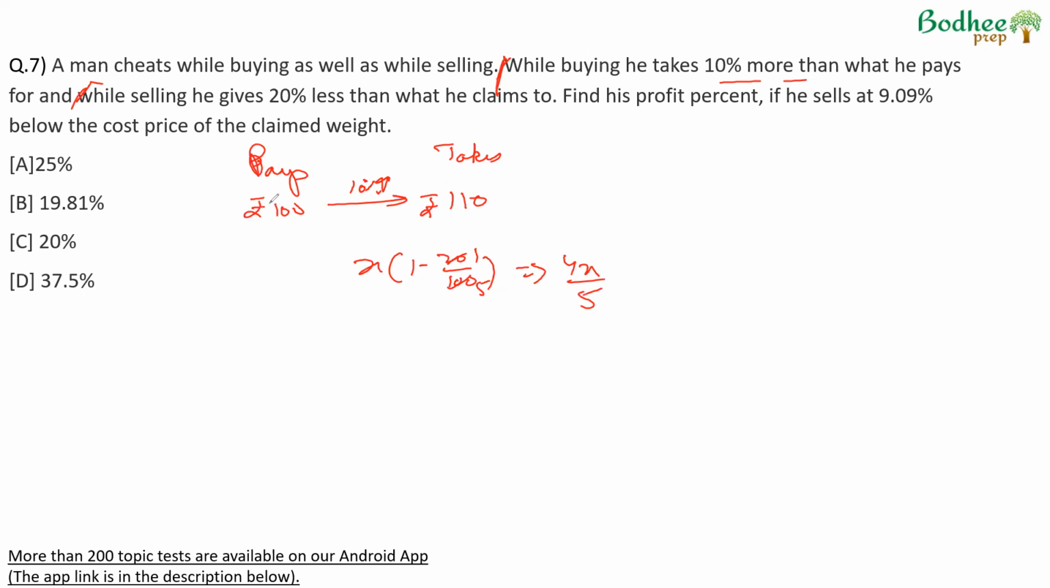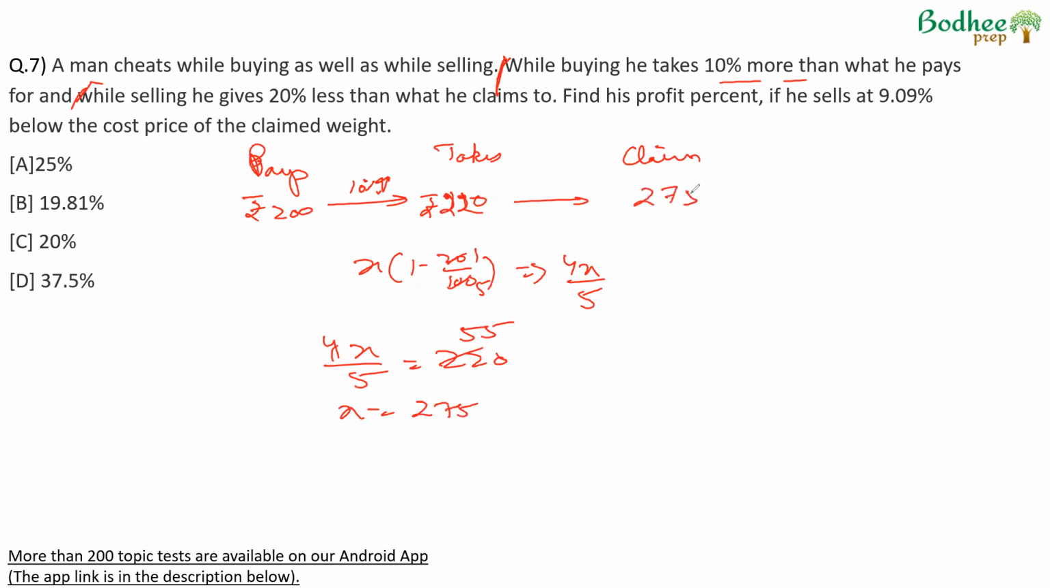So what I'm doing is, suppose he buys items worth 200 rupees. He will take items worth 220 rupees, because 220 is divisible by 4 essentially. Also, when he gives away this item, he will actually claim to have given more. Suppose he claims to give X, 4X by 5 is what he will give, and 4X by 5 is 220 because his items were 220 to give away. So X becomes 275. This is what he claims to give.